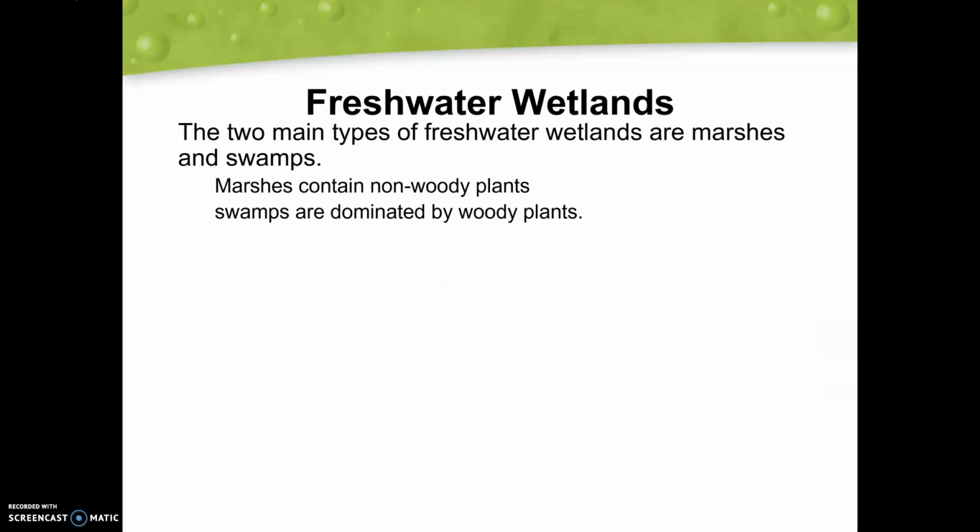So if we take a look a little bit deeper into our freshwater wetlands here, we can see there are 2 main types, and these are going to be marshes and swamps. The difference is that marshes are going to contain non-woody plants, and swamps are going to contain woody plants. Non-woody plants would be like grasses and things like that, whereas woody plants would be trees and bushes.